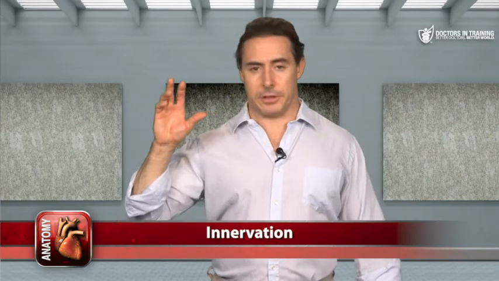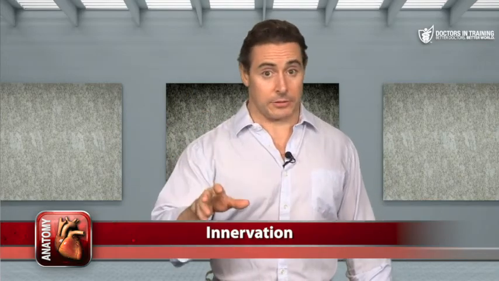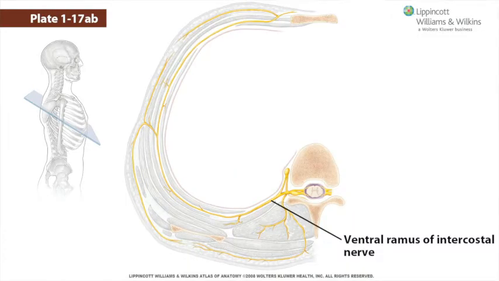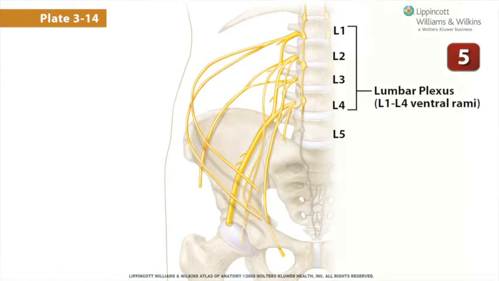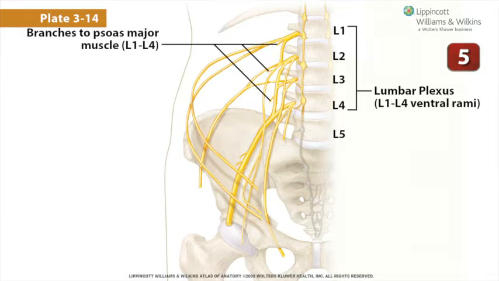You may recall from the solid anatomy lecture on the thoracic wall that the ventral rami of the thoracic spinal nerves did not combine to form a plexus, but instead remained independent as the intercostal and subcostal nerves. The ventral rami of L1 through L4, however, combine to form the lumbar plexus, which is located deep to the psoas major muscle.